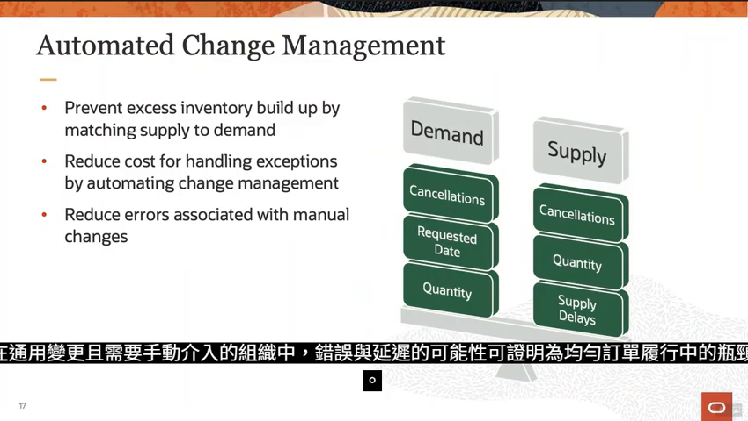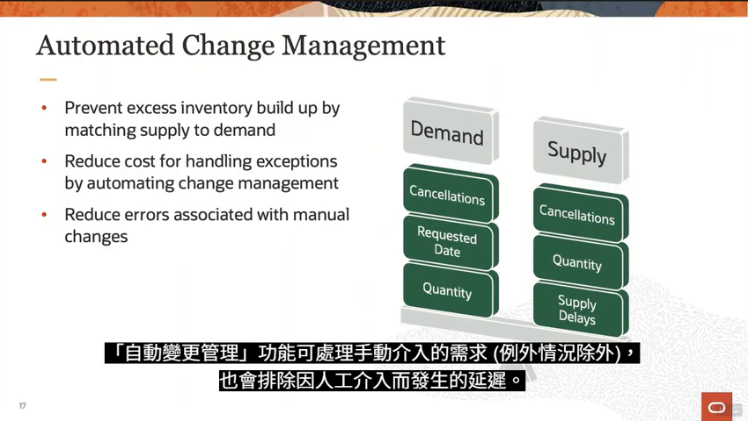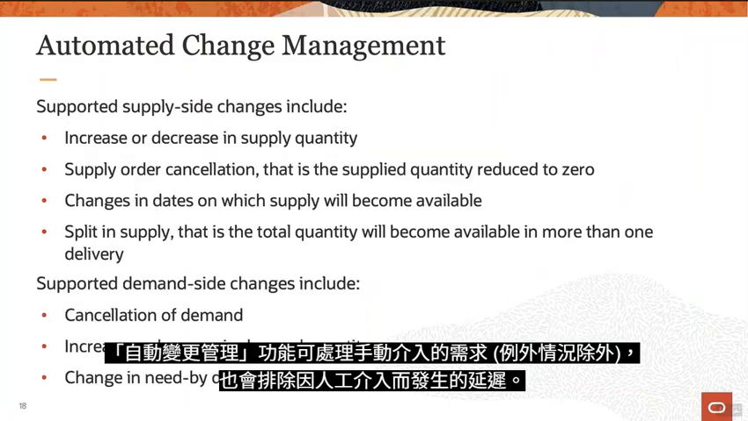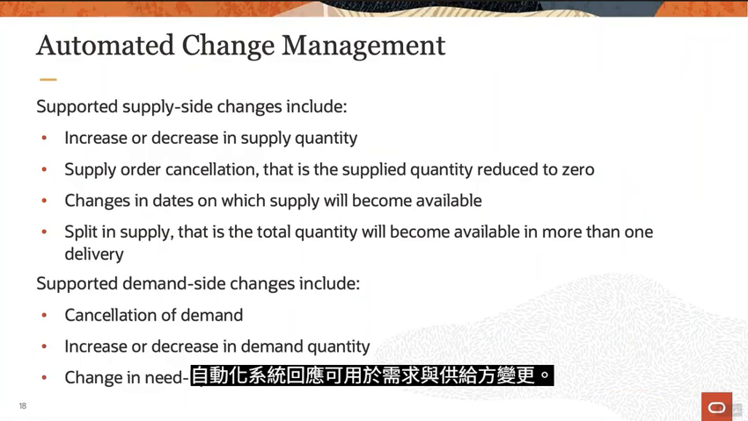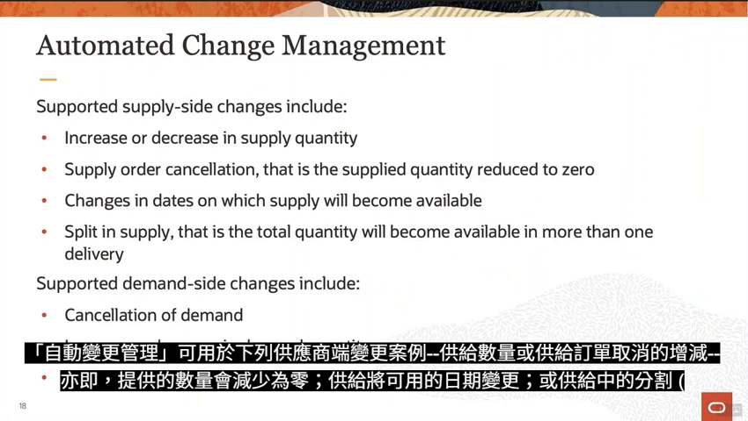Automated system response is available to changes on the demand and supply sides. A comprehensive set of change management rules are defined to address the changes. Automated change management is available for these change scenarios: an increase or decrease in supply quantity, or supply order cancellation, that is, the supplied quantity is reduced to 0. Changes in dates on which the supply will become available, or a split in supply, which is when the total quantity will become available in more than one delivery. The response to these supply-side changes depends on the type of change and the business process.